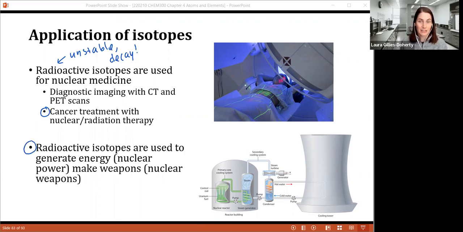Radioactive isotopes, like isotopes of uranium, are also used to generate energy and to make weapons. So when radioactive isotopes decay, oftentimes a large amount of energy is released as part of that decay process. When you're changing what happens inside the nucleus, the number of protons, the number of neutrons, a lot of energy is involved in that. And so a lot of energy can be released. If we harness the energy, we can convert it into a relatively clean source of power. If we don't harness it and we let it kind of go out of control, then that's where nuclear weapons come from.